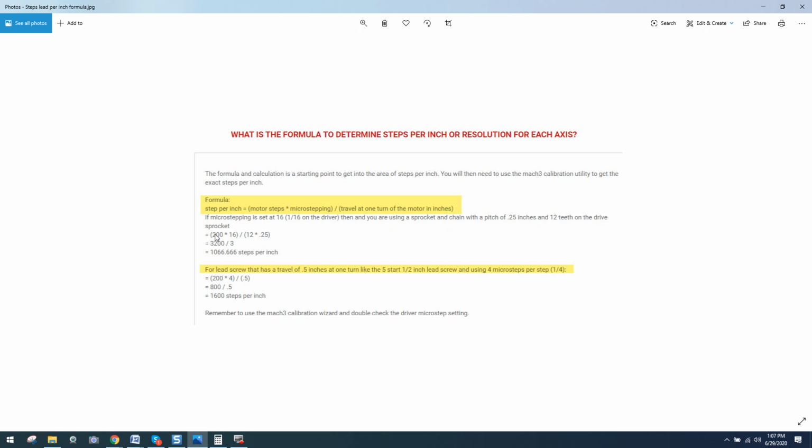You can see we've got 200 here, and that's typically how many steps are required to rotate the motor one turn in this particular instance, because again, he's got an actual formula here. Microstepping is set at 16, 1/16 on the driver. Then you're using a sprocket and chain, which is kind of arbitrary in the sense that most systems using a sprocket and chain transmission are typically from the 90s because they're waiting to be retrofitted. Most guys in a similar instance would be utilizing more or less a pulley system.